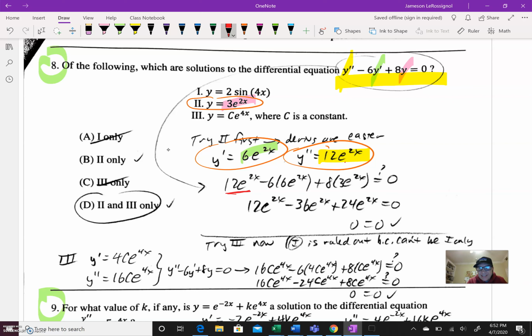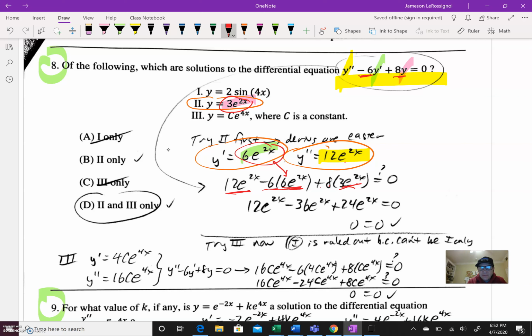Then we got minus 6. That was a minus 6 right there. Says it right here. I'm going to go minus 6 times my y prime, and y prime was right here, so I just throw that in there, plus 8. 8 times y, and my y was over here, so I'm just going to throw that in there. And we just distribute and clean things up a little bit.